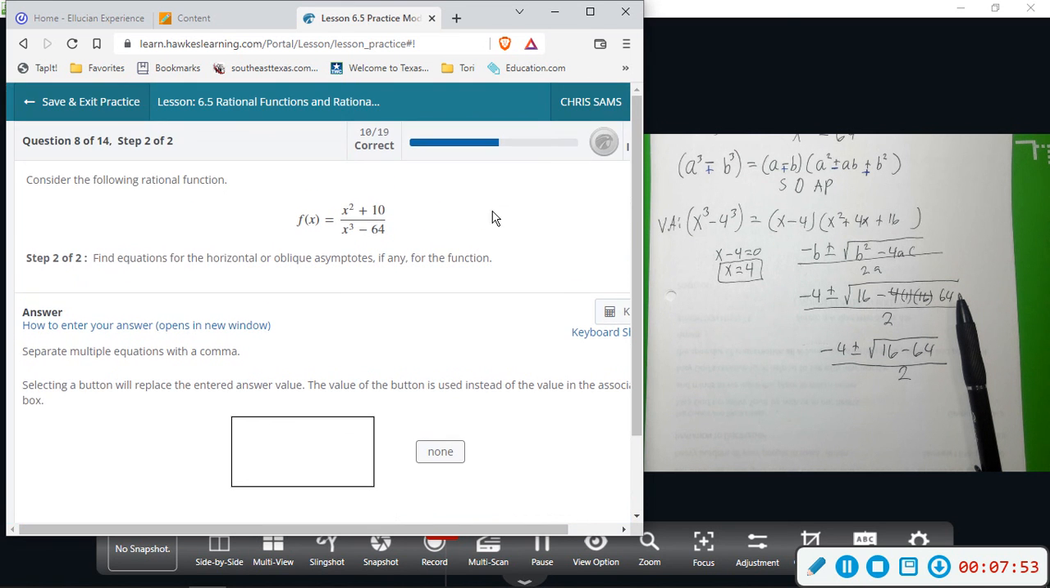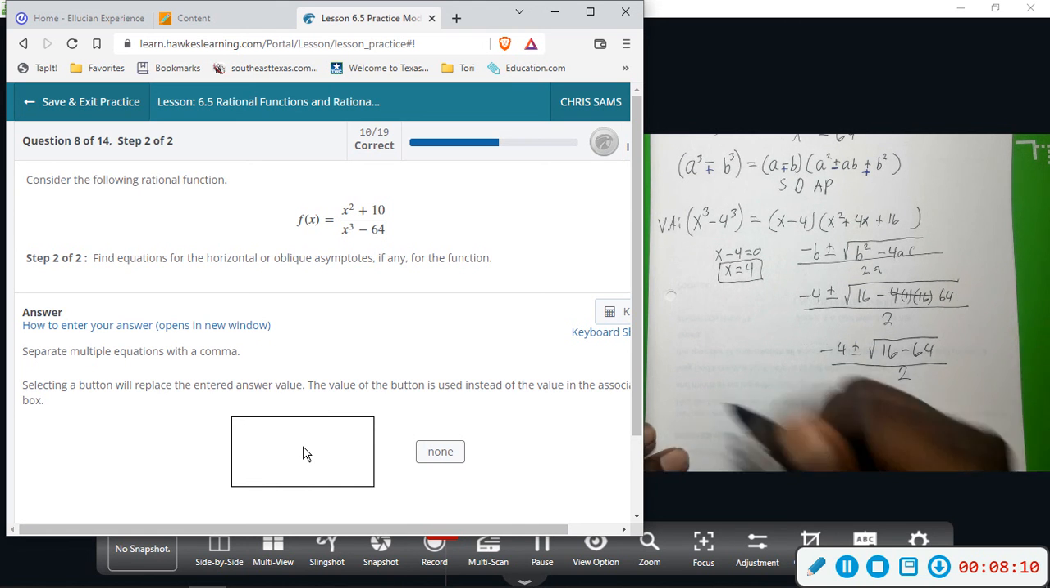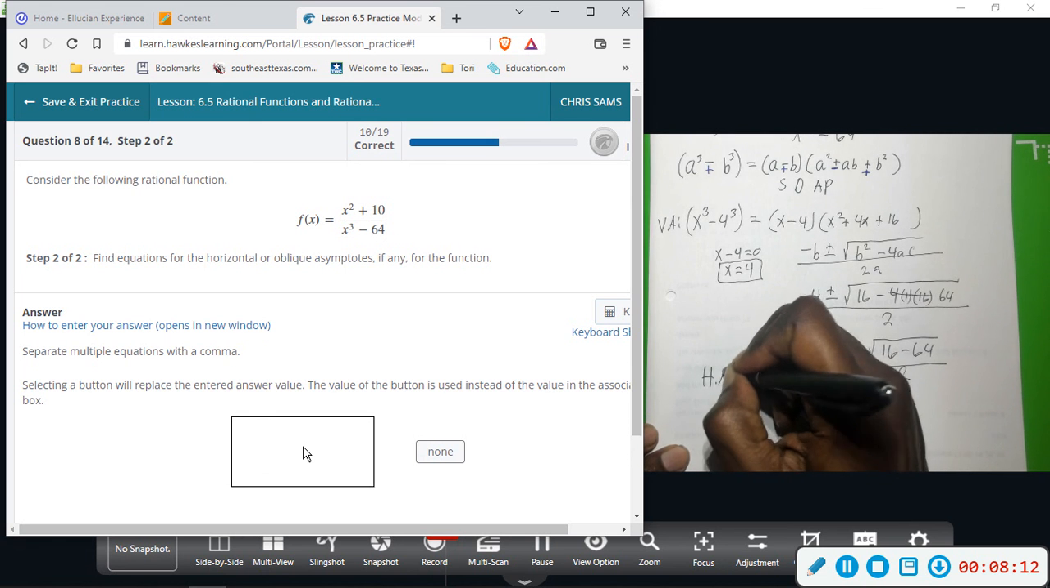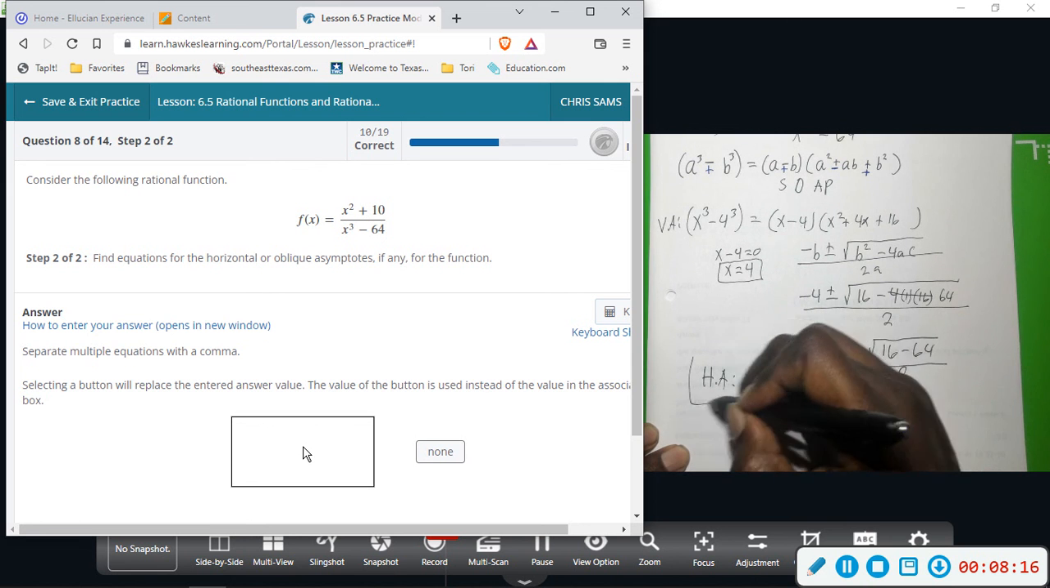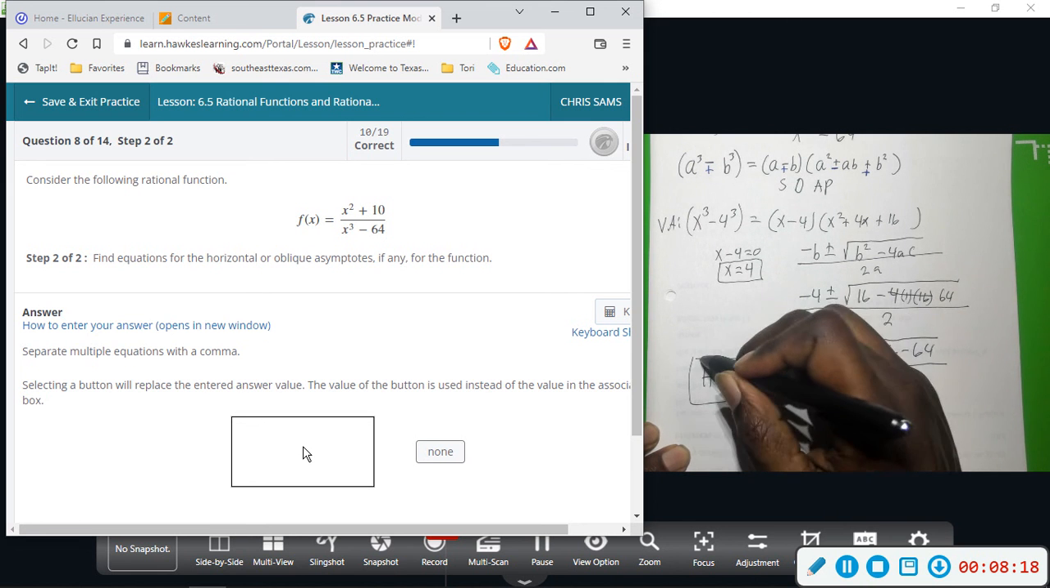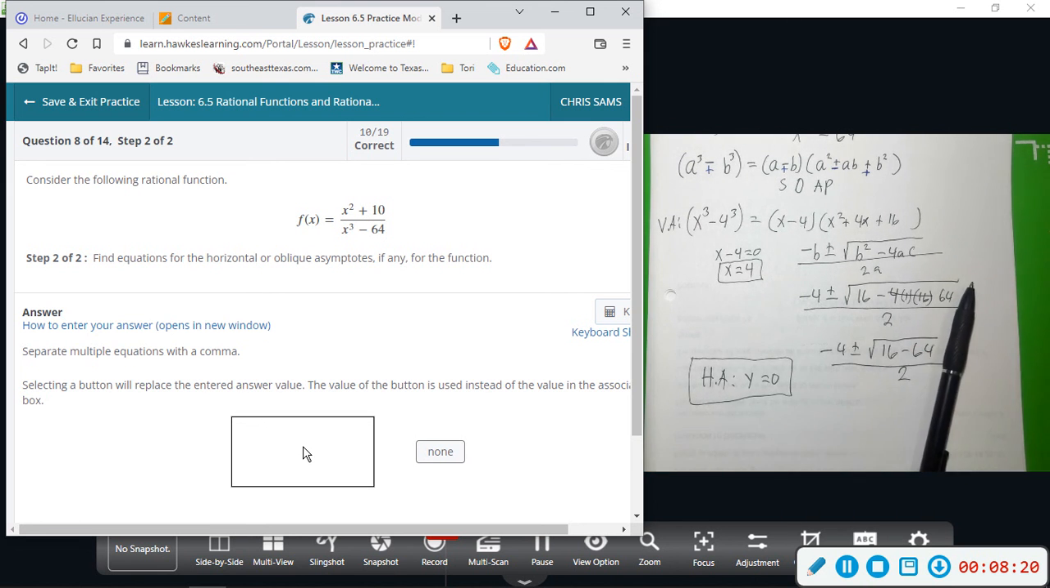And then B wants us to find the equation for horizontal or oblique. So they're telling you, you've got to figure out which one. Top greater, none. Bottom greater, it's equal to 0. Since the degree on bottom is 3 and the degree on top is 2, the bottom is greater. So the horizontal asymptote is y equals 0. And that's just knowing, or just referring back to the notes that tell you.